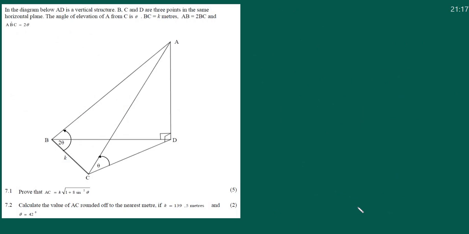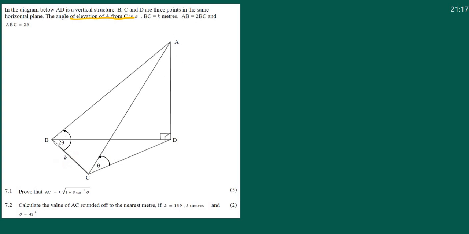All right, so here's what we have in the next one. AD is a vertical structure. B, C, and D are 3 points in the same horizontal plane. The angle of elevation of A from C is theta. You see, they will say it so that they can describe this angle, right? And then BC is K, and then AB is 2BC.